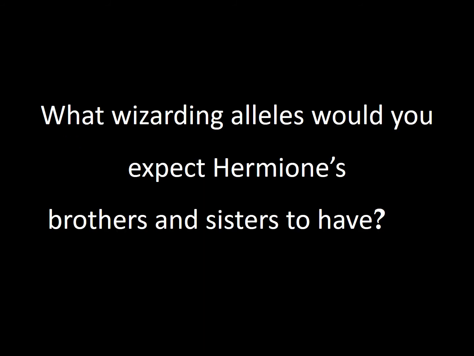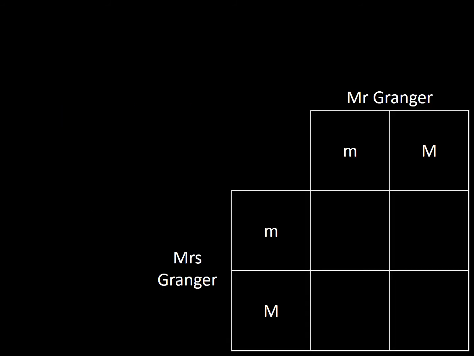So here we're going to say, what would you expect Hermione's brothers and sisters to have if she had sisters? Well, Mrs. Granger here, as we discussed earlier, is capital M, little m. So she is heterozygous. Same for Mr. Granger. Now, if we were to draw this out for each of the children, there's a little m. So that child is going to be a wizard, just like Hermione.